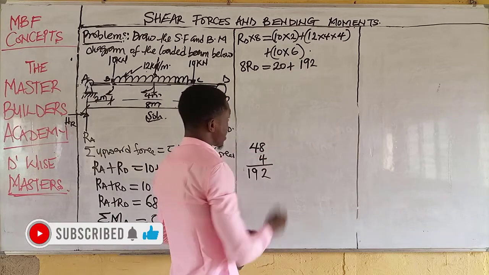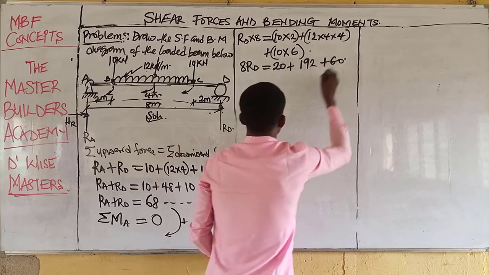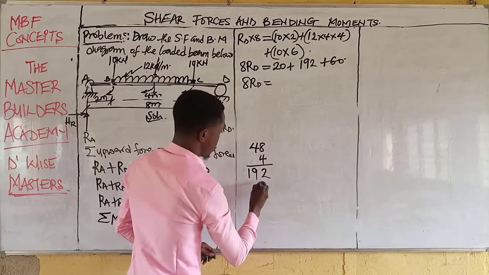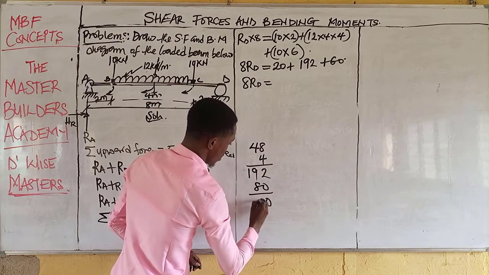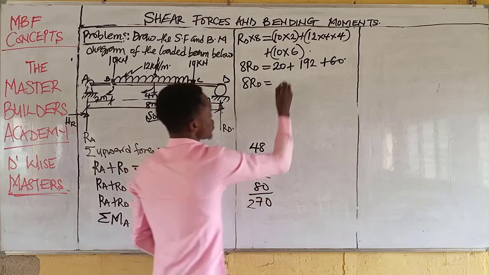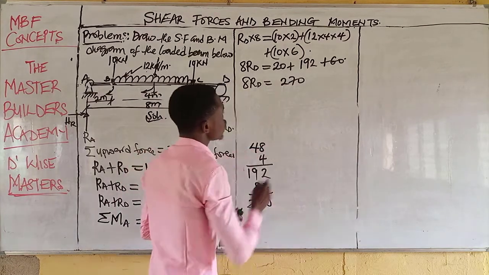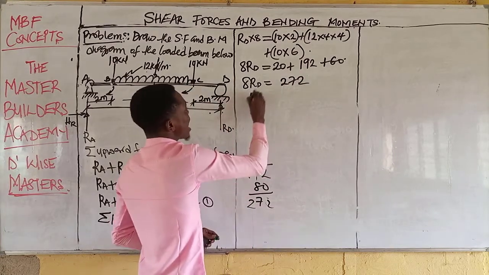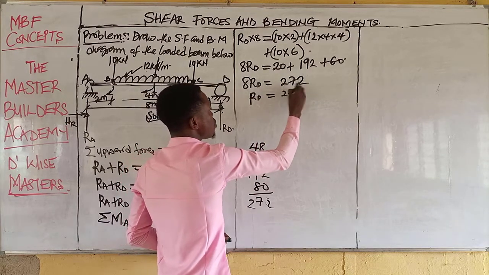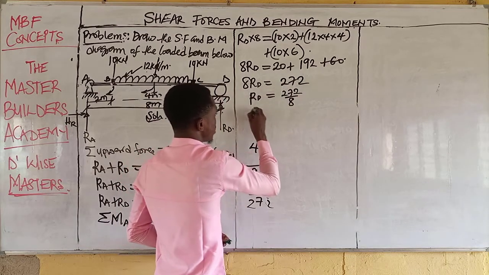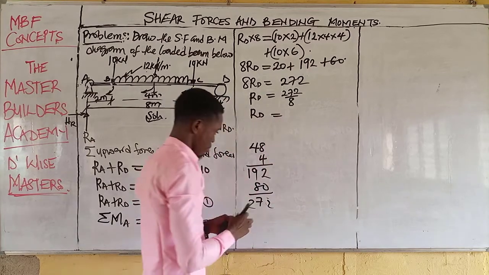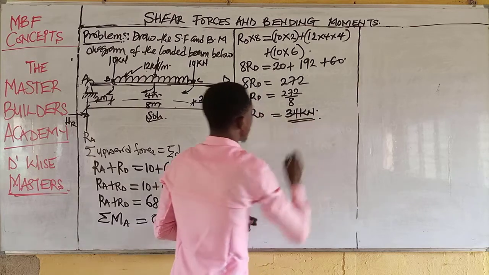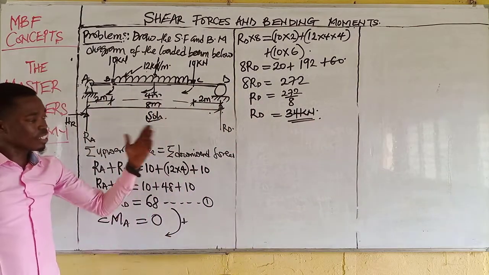Then 6 multiplied by 10 would have given us 60. And when we sum up this result, this guy plus this guy would have given us 8, and this will give us 0, 7, 2. Then this will give us 272. Now to get RD, we will divide 272 by 8, and RD will give us 34 kilonewton. This is the reaction at D.